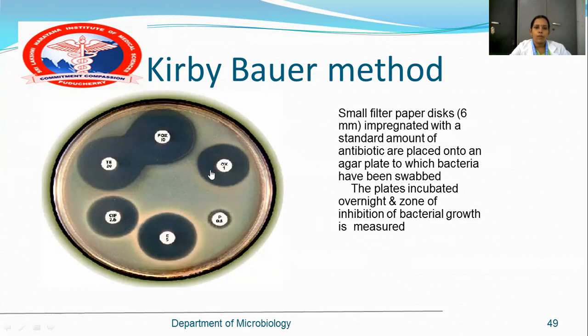See, small filter paper discs impregnated with the standard amount of antibiotic are available already, ready-made. Placed onto an agar plate to which bacteria have been swabbed. The plates are incubated overnight. In a single plate, you can keep 6 drugs. If you want to know more antibiotics, on the second line also, you have to use a second plate, not the same plate. There is a space between the discs. Then only you know next day the zone level and everything.